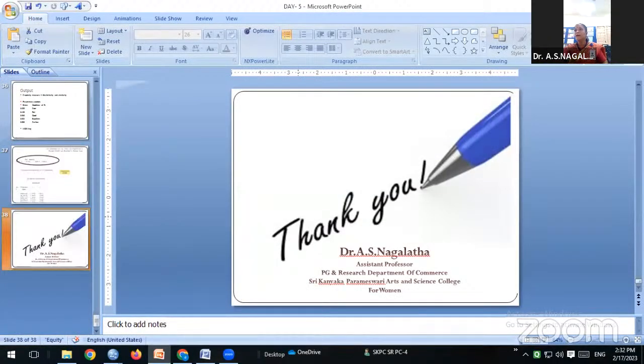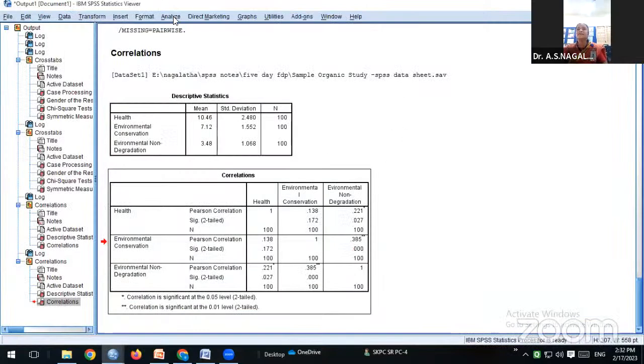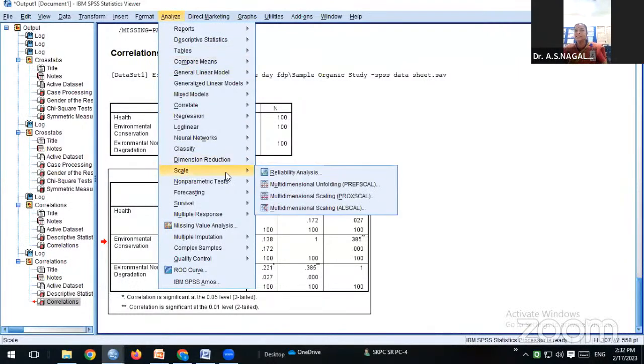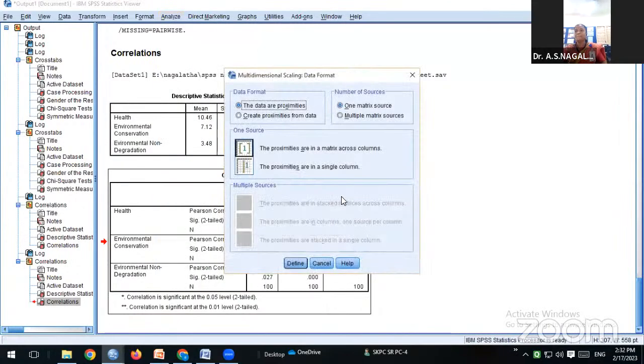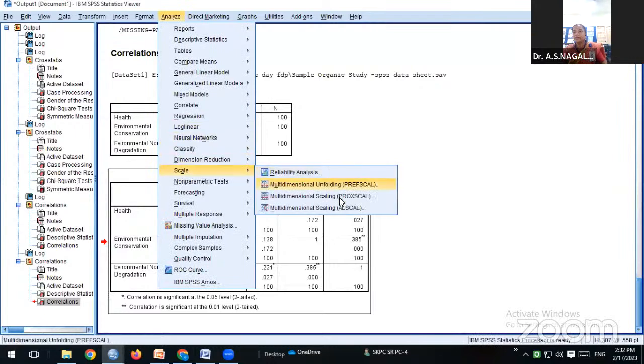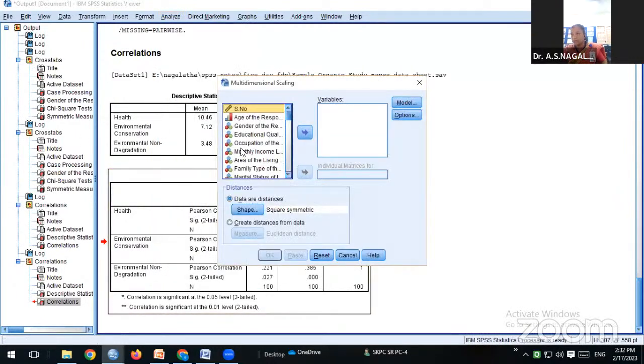So with this, I'll be teaching you how to do this multidimensional scaling analysis. I told you PROXSCAL. Sorry, it was wrongly said. Okay, go to ALSCAL only.